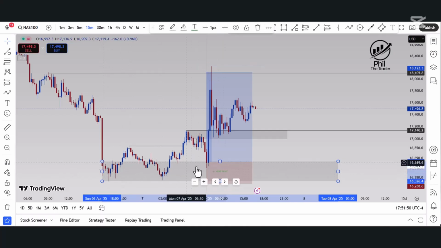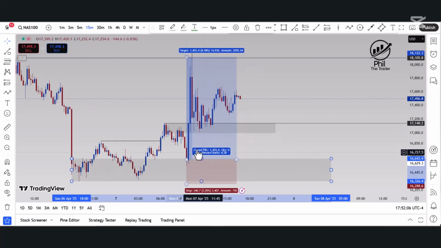So I set my pending order at this level, that the market should come and tap into it. And voila, I set my buy limit order at this level here. The market tapped into it, and you see the magic the market did.